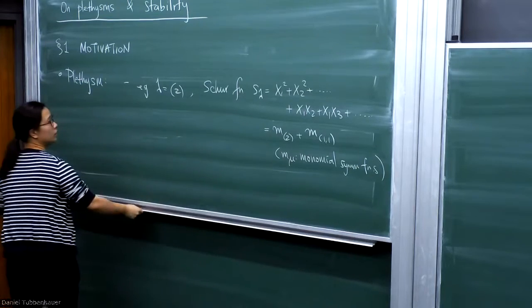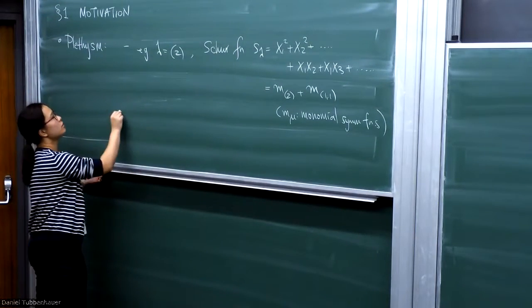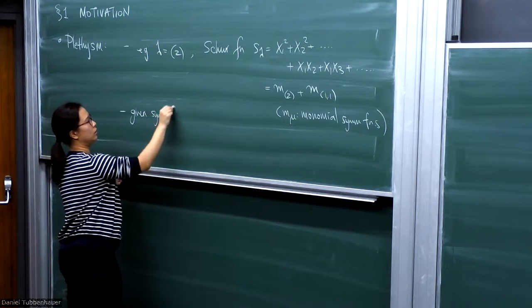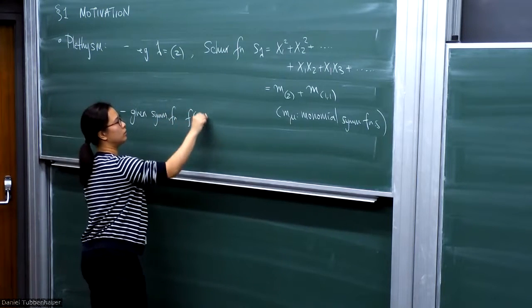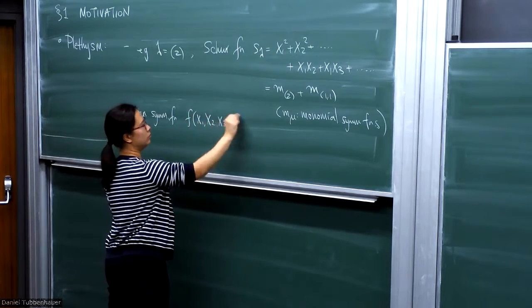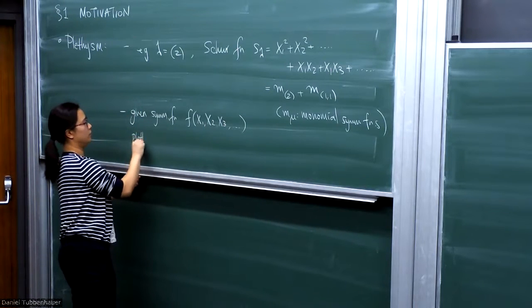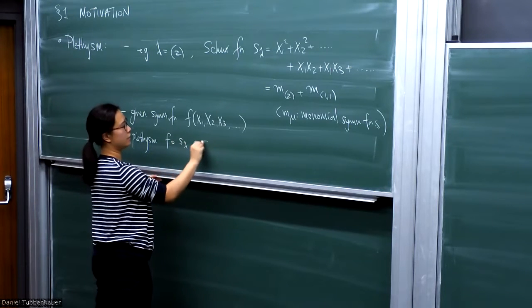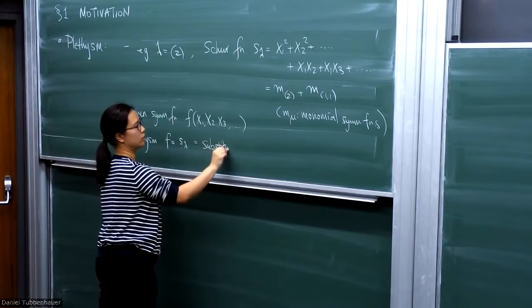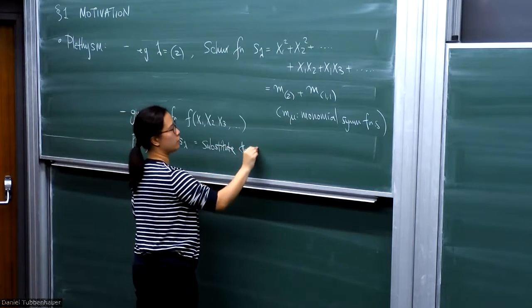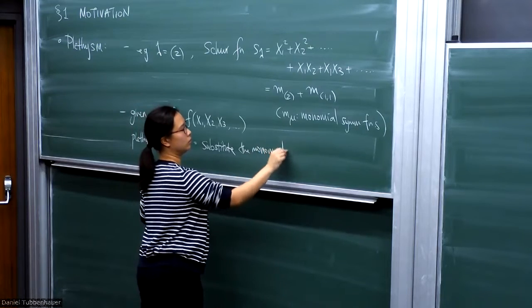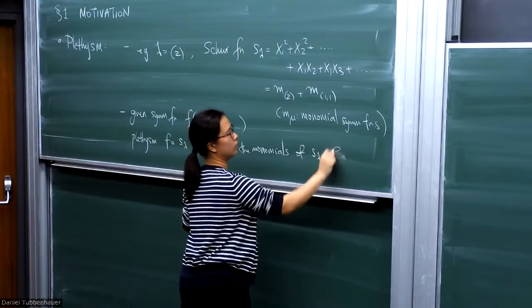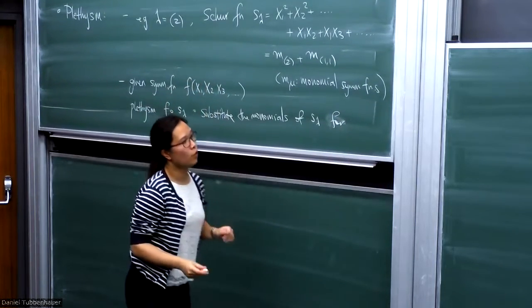And then, given another symmetric function, let's say f, the plethysm of f with s lambda is obtained by substituting the monomials of s lambda for the variables of f.